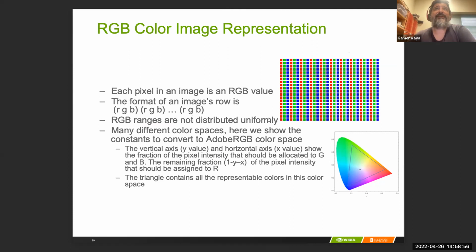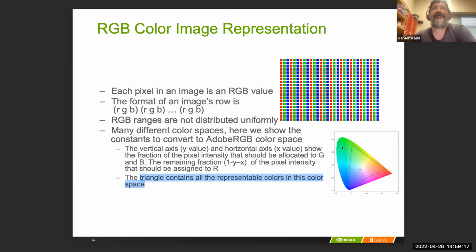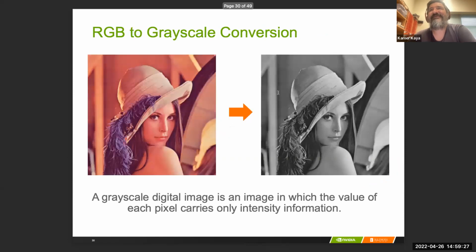The RGB ranges are not distributed uniformly, and there are many different color spaces. Here we show the constants to convert the Adobe RGB color space. The vertical axis and horizontal axis show the fraction of the pixel intensity, and the triangle contains all the representable colors in this color space. But there are also other things that you can do with images, right? Like converting these things, instead of visualizing it with colors, you can convert this to black and white, grayscale format.